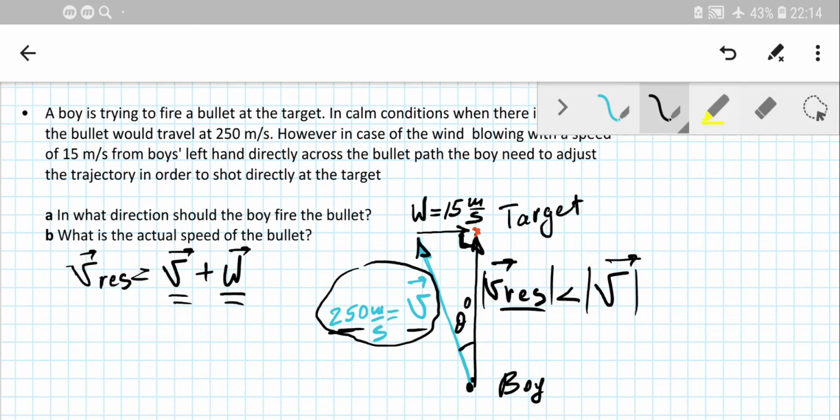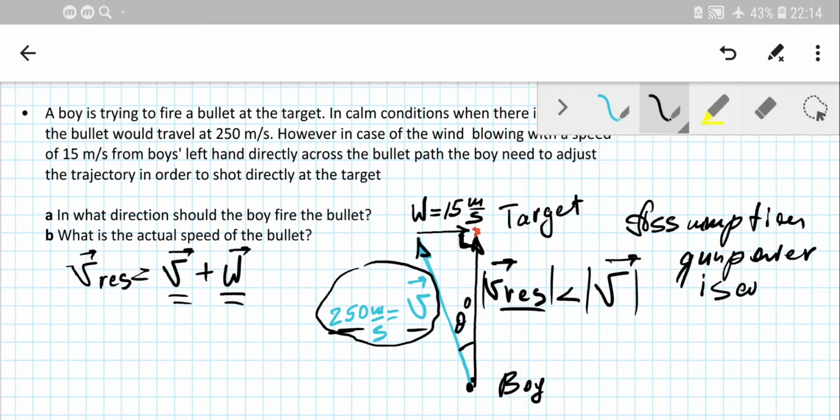But this is the other question. So we assume the gun power is still the same, so the initial velocity is not changing. That's our assumption. So the assumption here is that the gun power is not changing, so it is constant.